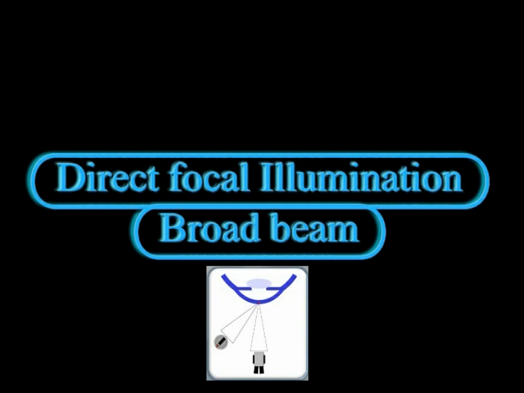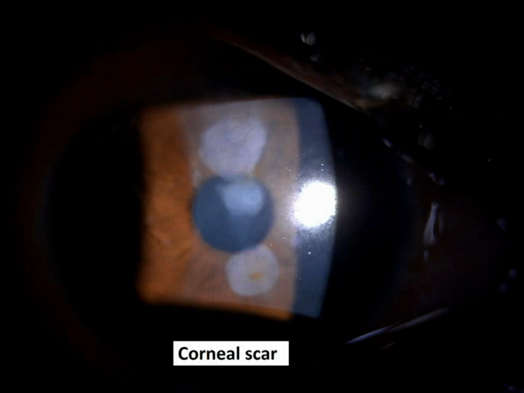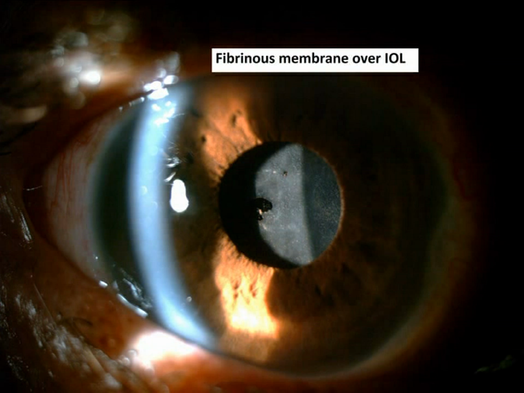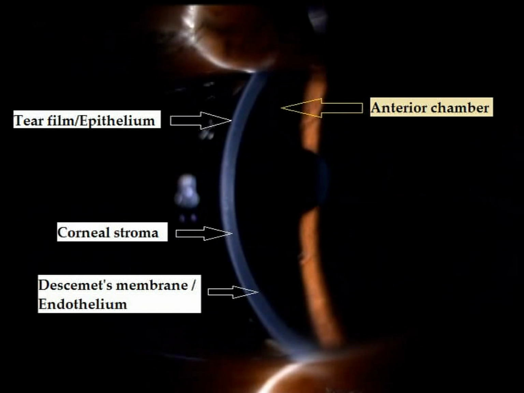Moving on to direct focal illumination, a broad beam of low magnification is chosen first to search for an abnormality like corneal scar, limbal dermoid, fibrinous membrane over the intraocular lens, while a narrow beam or optical section is used to investigate in detail the precise depth of an abnormality.